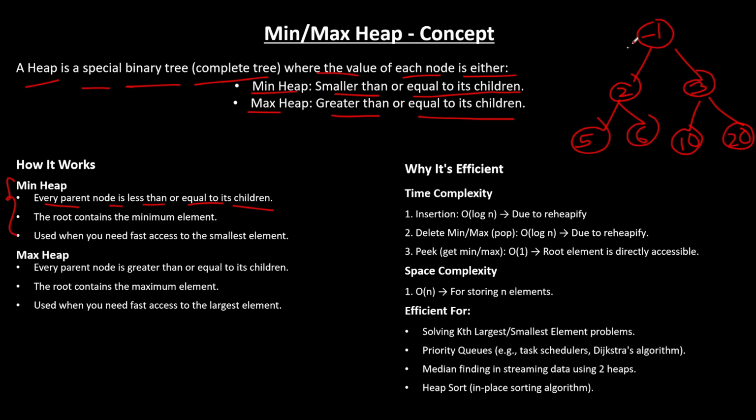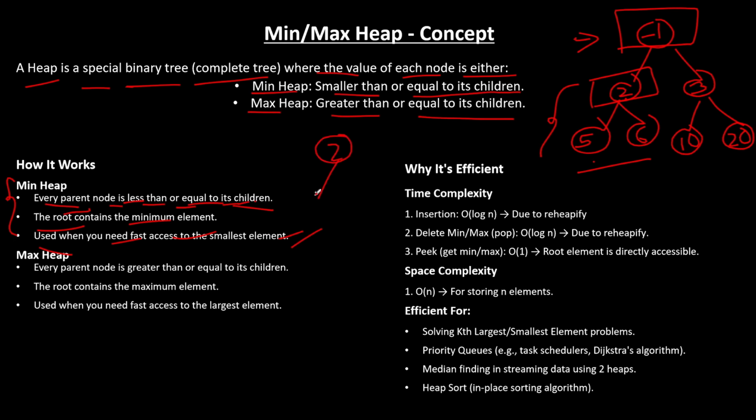So if you look, this is the parent node and it is smaller than any other node present here in the children. Okay, 2 is the parent node, and 5 and 6 are its children, and these children are greater than the parent, which is 2 here. That is what is written here: every parent node is less than or equal to its children. The root contains the minimum element, used when you want fast access to the smallest element. So basically, every parent element will be smaller than the children elements.